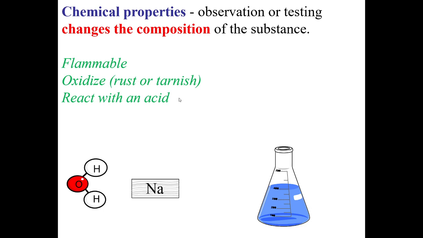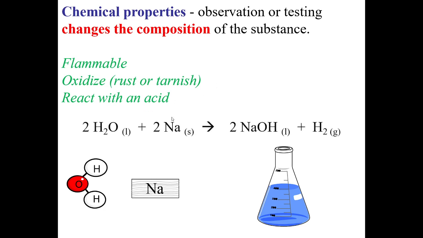And then reacting with an acid. If something reacts with an acid, it's called reactivity. You're not going to get that back. There's no way. It's completely changed the chemical composition of that substance. All right, so those are the three chemical properties: flammability, oxidation, and reactivity, if you want to write down a single word. But you can use those phrases as well.